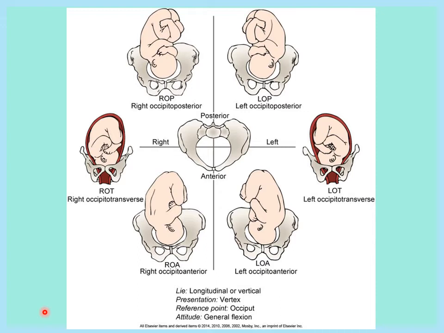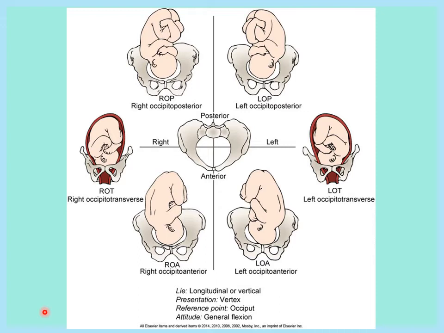Fetal lie is the relationship of the spine of the fetus to the spine of the mother. There are 2 versions of fetal lie: vertical and transverse or horizontal. In the vertical lie, the fetal spine is in line with the spine of the mother and is seen in breech and cephalic presentations. In the transverse lie, the fetal spine is at a right angle to the maternal spine. Vaginal birth cannot be accomplished in the transverse lie.